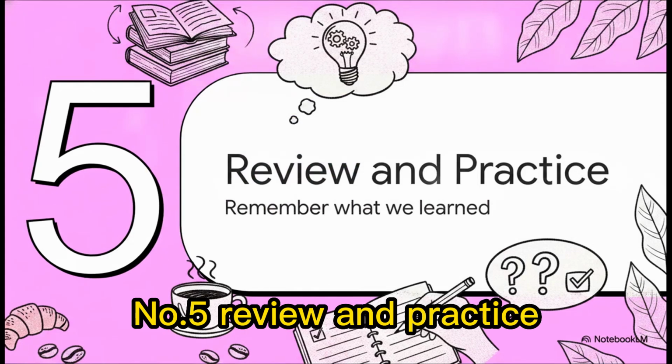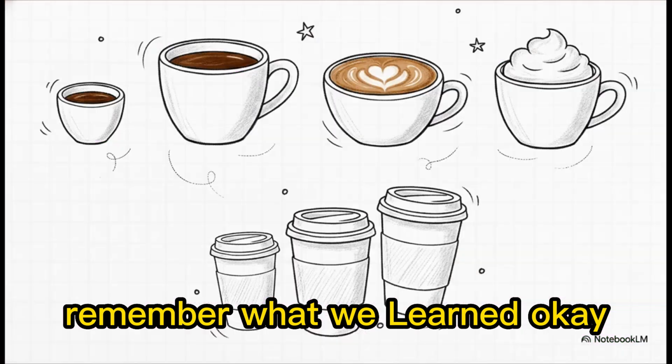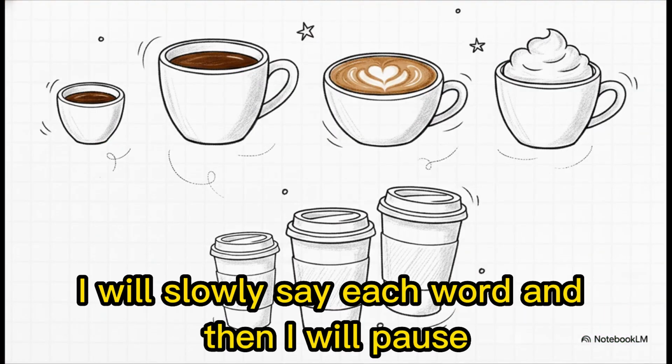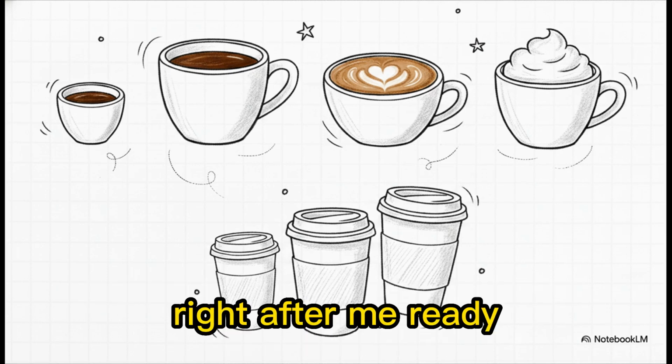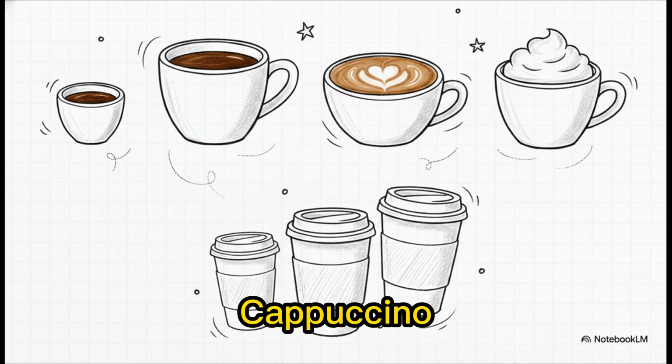Number 5, review and practice. Remember what we learned. Okay, here are our everyday words again. I will slowly say each word and then pause. I really want you to repeat the word out loud right after me. Ready? Espresso. Americano. Latte, cappuccino, small, medium, large.